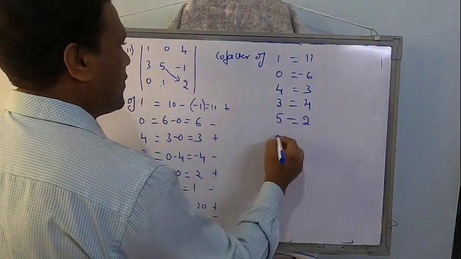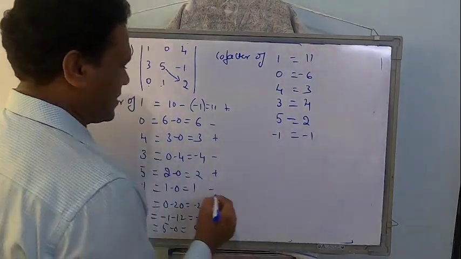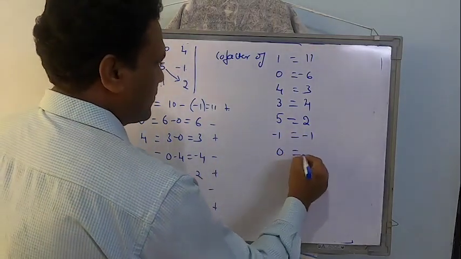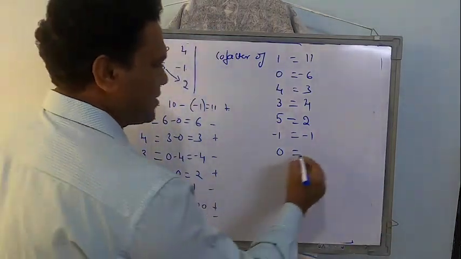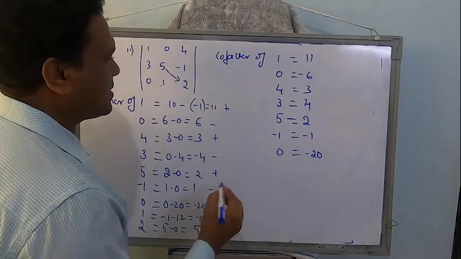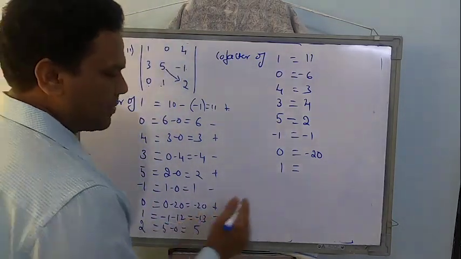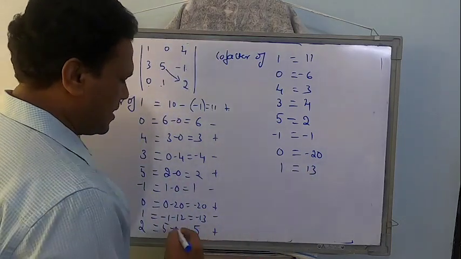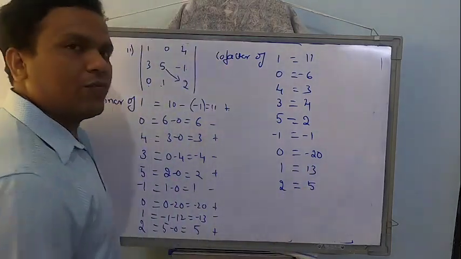Correct. Okay. Now cofactor of minus 1 will be minus 1 itself. Next, cofactor of 0. Now multiply the sign here. Plus into minus is going to be minus, minus 20 as it is. Cofactor of 1: you have to multiply the minus sign for this, so plus 13. And the last thing, cofactor of 2 will be equal to 5.